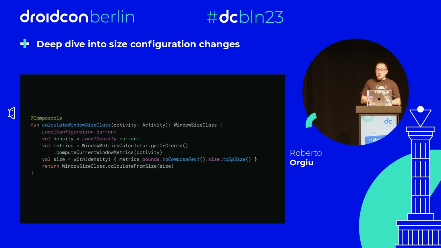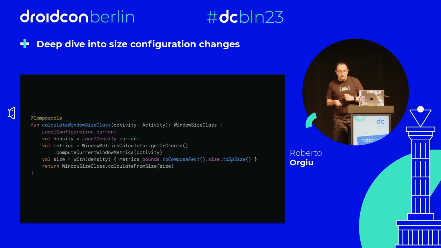In Compose, you don't really need to do the extra work, because LocalConfiguration.current is updated using the View onConfigurationChanged internally, so it is fully aware of any configuration change. Any calculation done using LocalConfiguration.current will be performed again if the configuration changes without activity recreation. And that's why we actually call that method as the first thing in the calculateWindowSizeClass implementation.